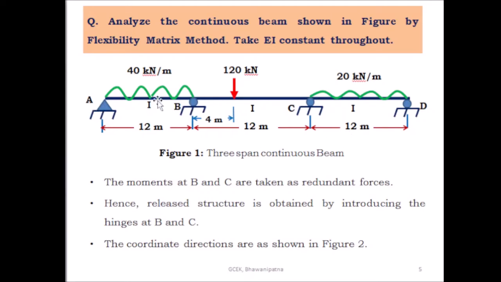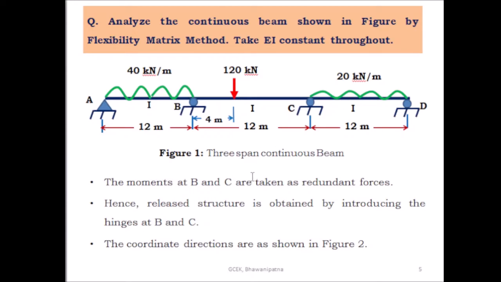On span AB there is a uniformly distributed load of 40 kilonewton per meter, and on span BC there is a concentrated load at a distance of 4 meters from the support B. On span CD there is a uniformly distributed load of 20 kilonewton per meter. The moment of inertia of AB is I, BC is I and CD is I. So this is the 3-span continuous beam.